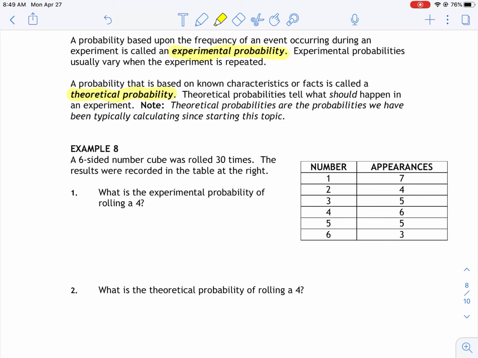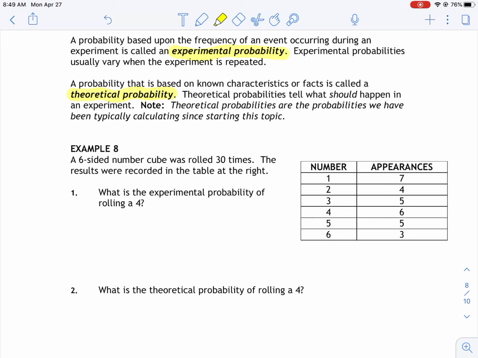So the experimental probability would be 1/5, 2 out of 10, of tossing heads, and 4/5, or 8 out of 10, for tossing tails. So experimental probabilities are based on data, or your experiment, and theoretical probabilities are based on fact, or what is supposed to happen. And just so you know, theoretical probabilities are what we've been calculating all throughout this topic. So from the very beginning, we've been doing theoretical probabilities.